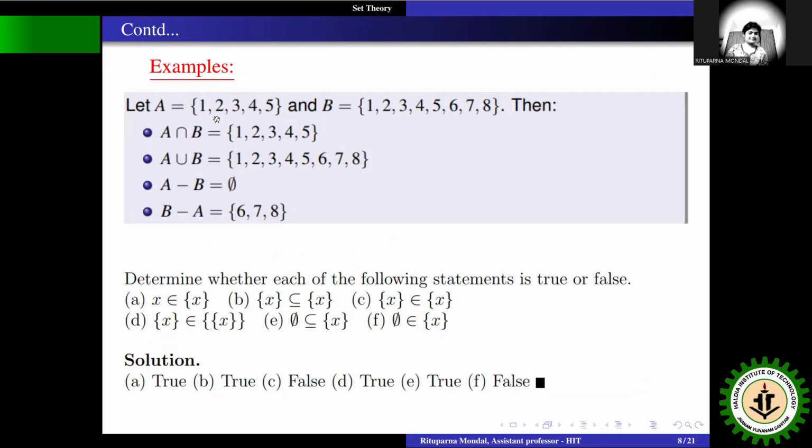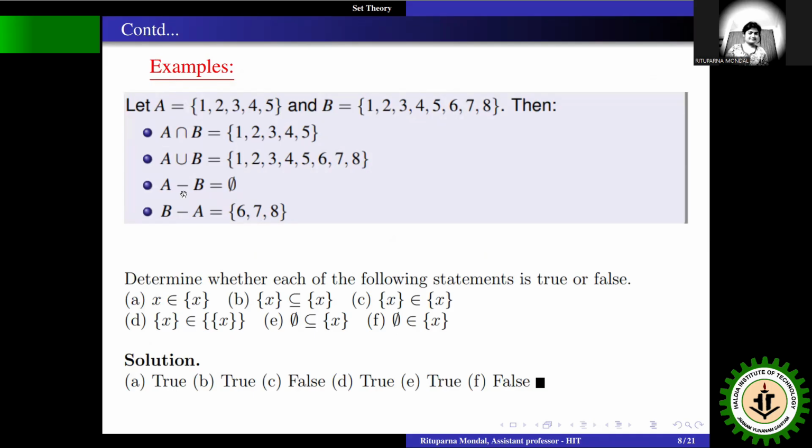Now here we have taken an example. A contains 1, 2, 3, 4, 5 and B contains 1, 2, 3, 4, 5, 6, 7, 8. So from the definition we can say that A intersection B contains the elements 1, 2, 3, 4, 5 and A union B contains 1, 2, 3, 4, 5, 6, 7, 8, because in the definition A union B means it contains the elements X such that X belongs to A or X belongs to B.